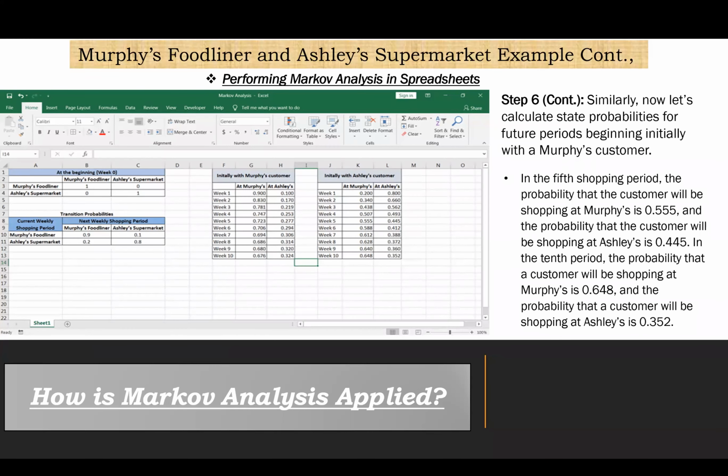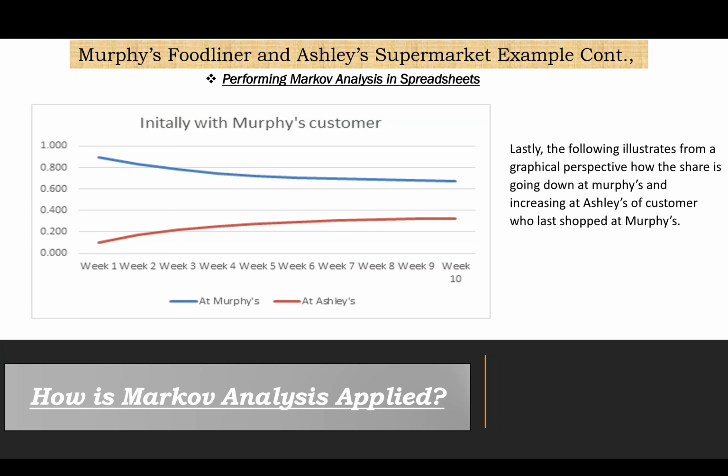And lastly, the following illustrates from a graphical perspective how the share is going down at Murphy's and increasing at Ashley's of customers who last shopped at Murphy's. So this representation, again, is in an Excel spreadsheet format. As you can tell, it's very cumbersome. It takes more steps, but it certainly can be done.